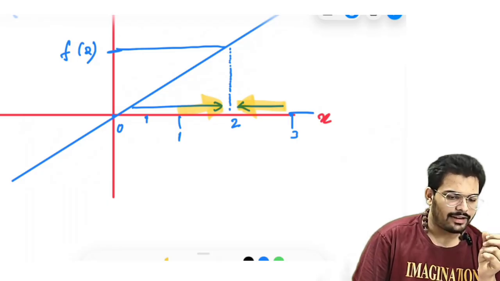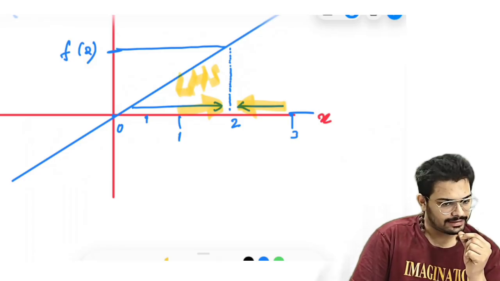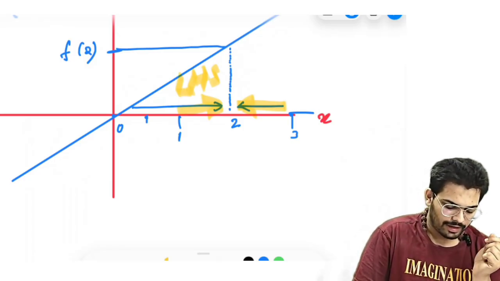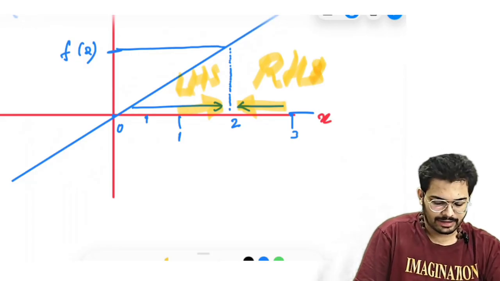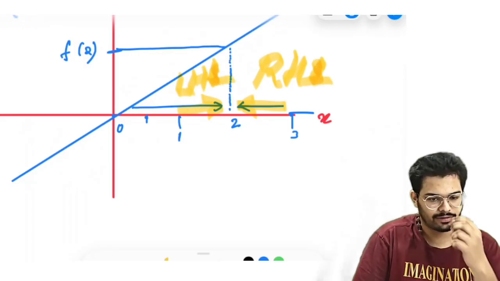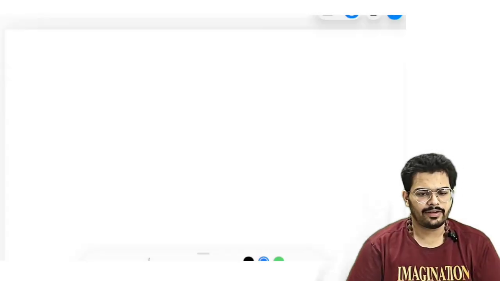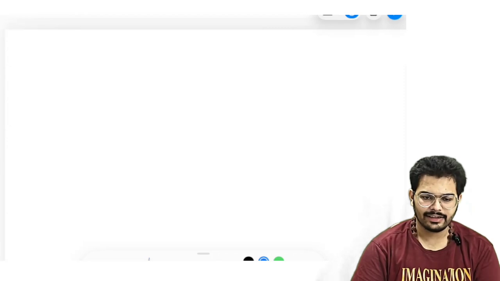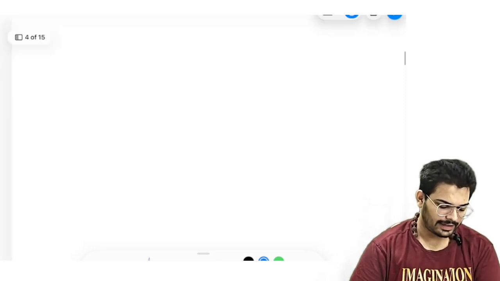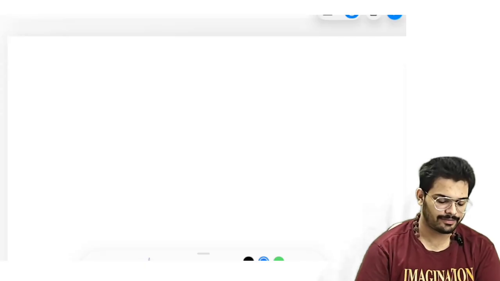When you approach the value of the function from the left hand side, we will be using the term left hand limit or LHL. Or if you are approaching from the right hand side, we will use the term right hand limit, RHL. This is LHL. Not LHS or RHS, it's LHL and RHL. Before discussing left hand limit and right hand limit, we can first discuss why it is needed. If you understand why it is needed, then it's easy to understand what it actually means.